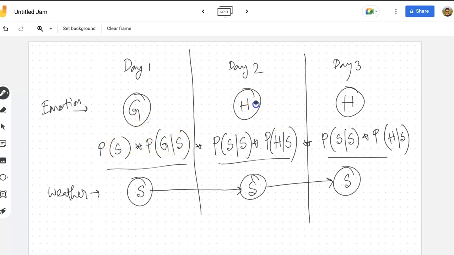So from the second day onwards, what do you need to calculate? Like day 2 is sunny, given the previous day is sunny. So it depends upon the previous day. There is a probability involved. So what is the probability that today is sunny, tomorrow also will be sunny? And given today is sunny, what is the probability that I'm happy? Similarly, this thing. So if you calculate all these probabilities and multiply, you will get the answer. So this is the thing.